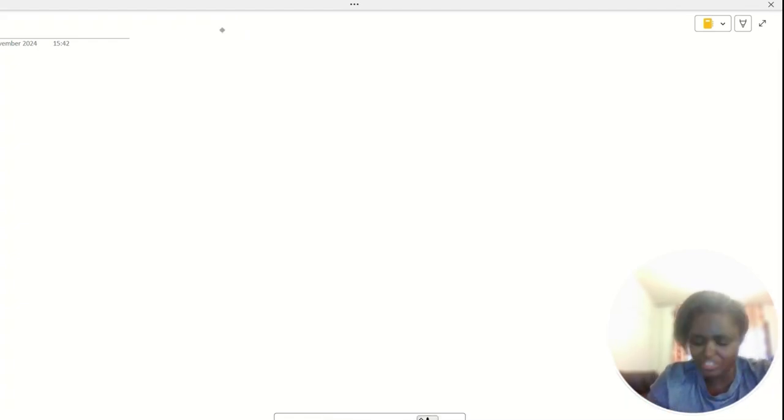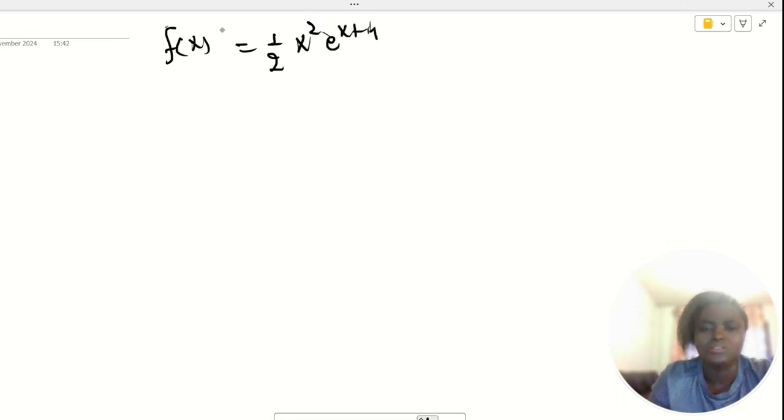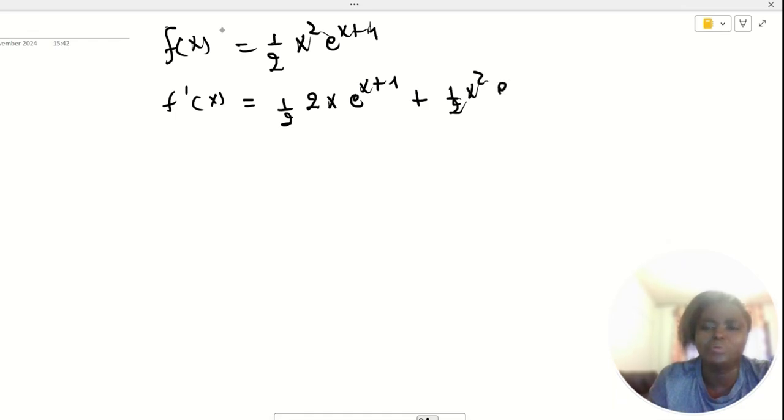So let's start with the first derivative. Let me rewrite again our function f of x equal to 1 over 2 x squared e power x plus 1. Let's first find the first derivative. The first derivative of our function will be equal to 1 over 2 times 2x times e power x plus 1, plus 1 over 2 x squared and e power x plus 1, because the derivative of e power x plus 1 is the same, e power x plus 1.